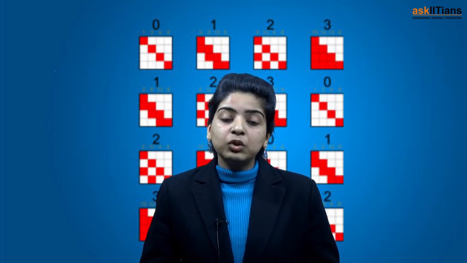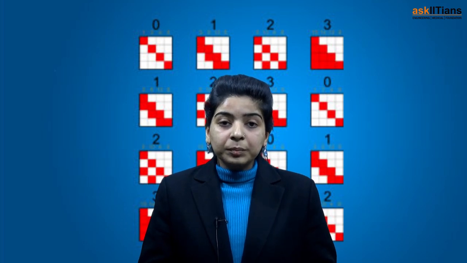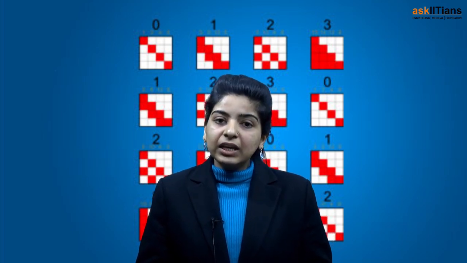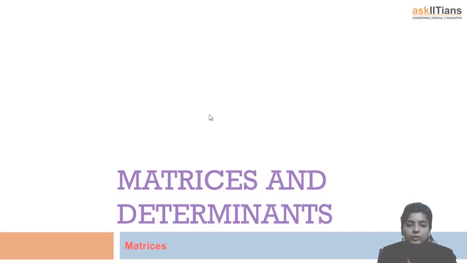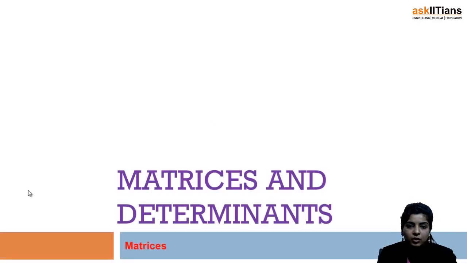I hope that you will be able to understand each and every topic, and that is why I split up this topic into various segments. So in the first part, we'll be taking up the definition and the order of a matrix, and then I'll be switching to the various types of matrices. So let's begin. Under matrices and determinants, first of all, we'll be beginning with the topic of matrices.